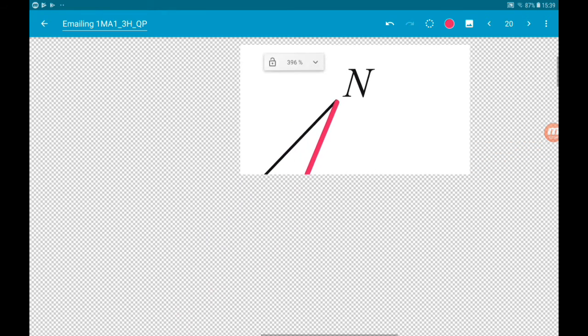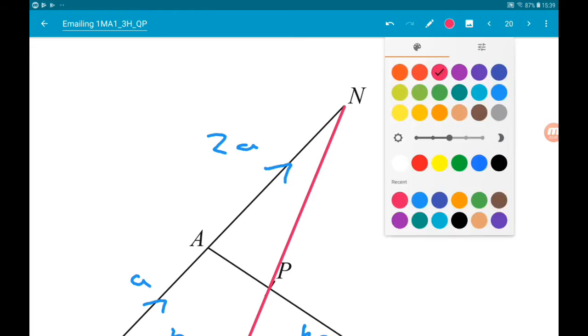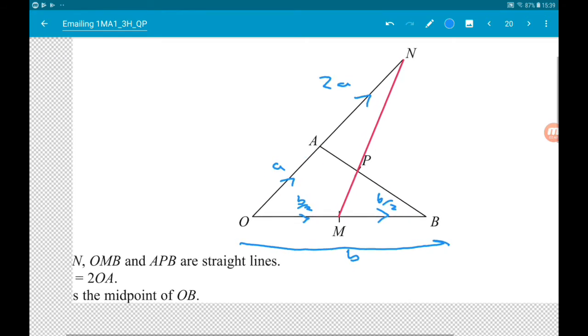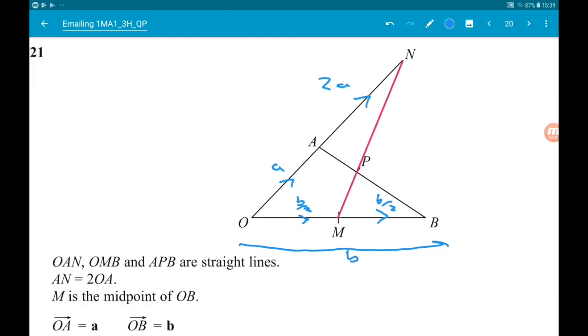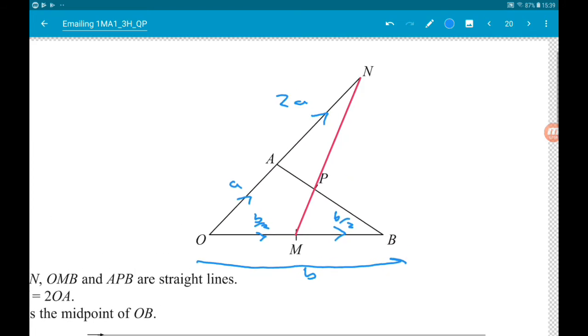Okay, so what can we do? Well, let's process what we were told. So we know that A to P is k times A to B. So let's find A to B.